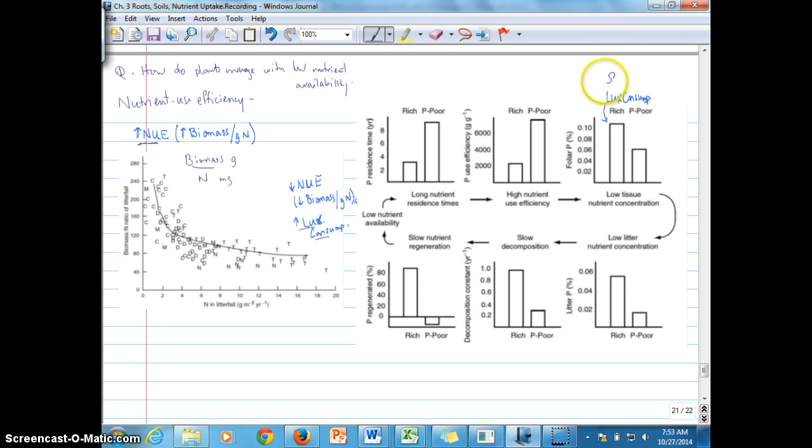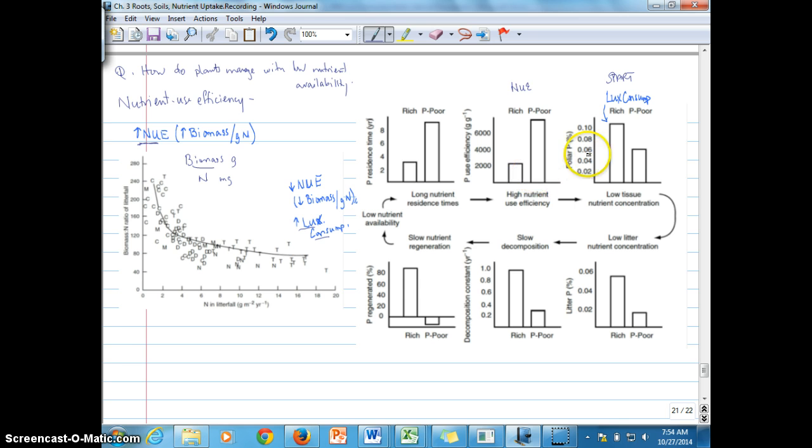And so if we start at this point here in the graph, basically when phosphorus availability is low, there's phosphorus poor soils, then the phosphorus content in the tissue is lower than when we have high phosphorus availability. Now, of course, if we back up one, here's that nutrient use efficiency graph, and we can see that nutrient use efficiency of phosphorus is higher in the phosphorus poor soils.